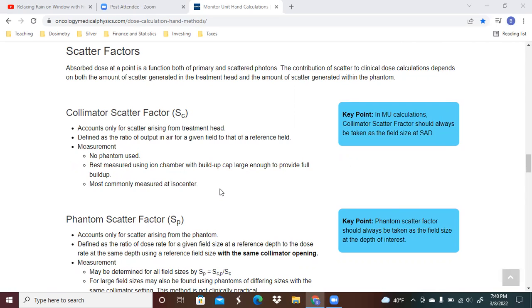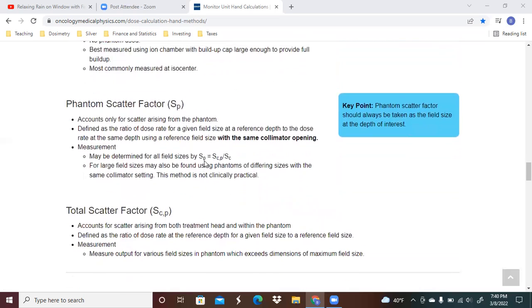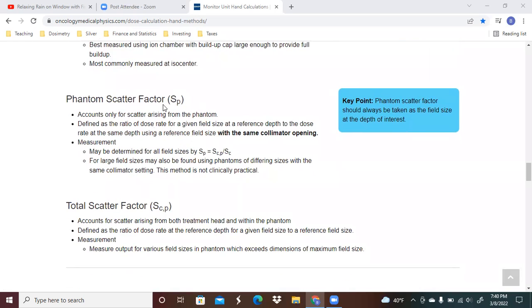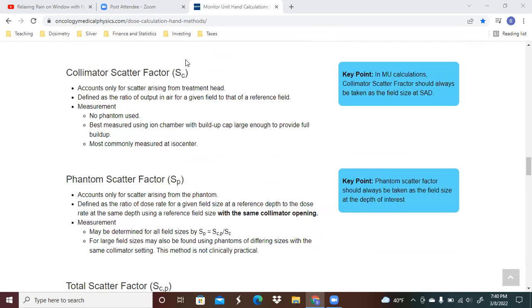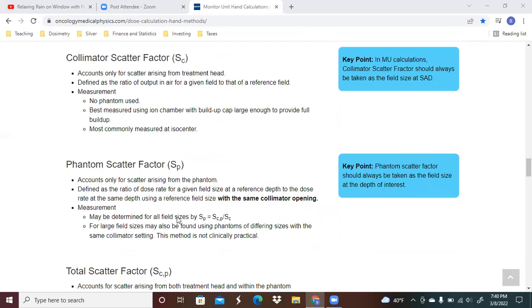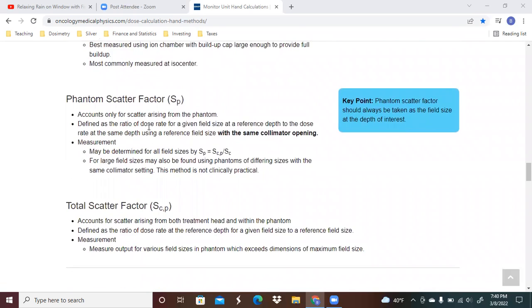I'm not so concerned with finding out that you know how to do all of this stuff, because you're never going to be calibrating a machine, but this is the basis upon which we try to generate the factor. The phantom scatter factor accounts only for scatter arising from the phantom. That's the difference. This is from the treatment head, the scatter off of it. This is from the phantom. It is the ratio of dose rate for a given field size at a reference depth to the dose rate at the same depth using a reference field size with the same collimator opening.